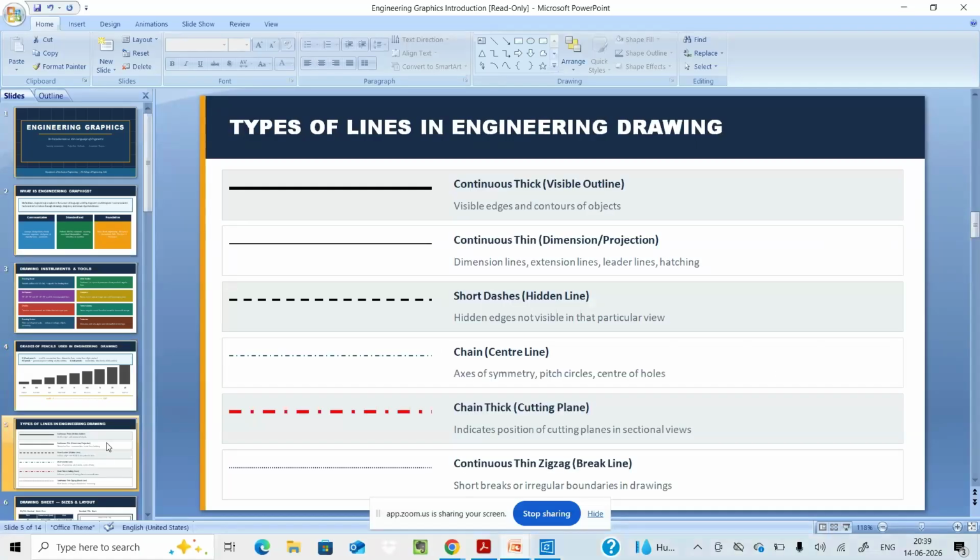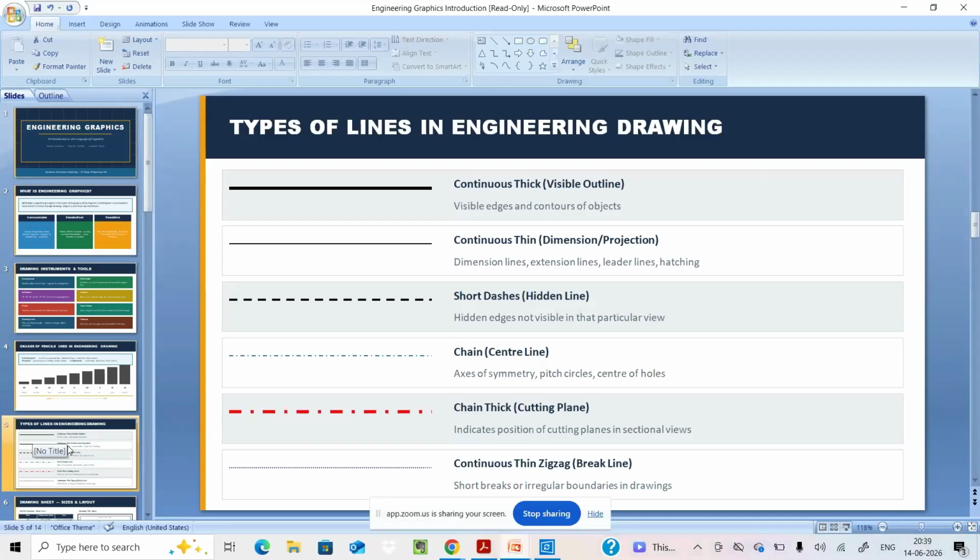Now, as you know, what are the different types of pencils? Next is different types of lines you must know. Before getting in depth, I'll go very slowly with the concepts, then you can just go into the steps. So, the types of lines in engineering drawing.